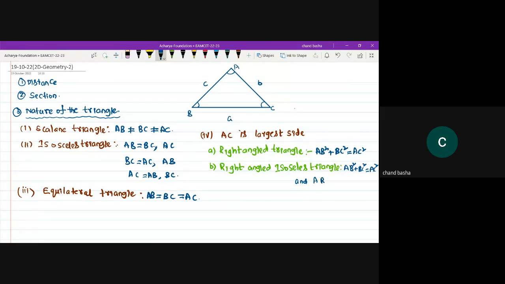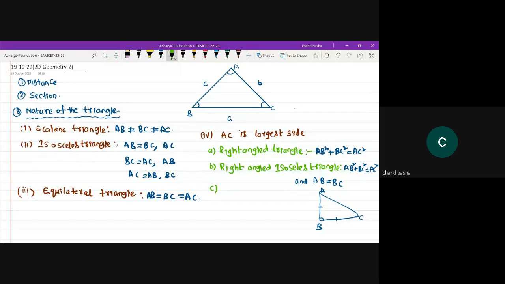AB is equal to BC. Right angled isosceles triangle, right? Suppose I am taking a right angle triangle here, at which point it is forming a right angle, that is at B. Let it be taken as A, and it is C, and it is B. So if these two sides are the same, and it is also a right angle triangle, we can call it a right angled isosceles triangle.